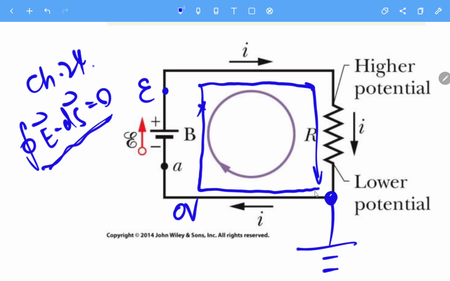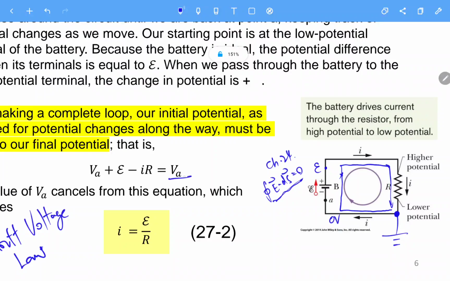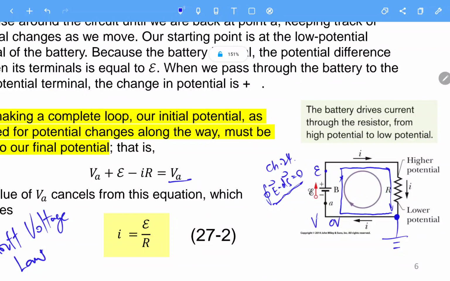Okay, so which means that for the textbook it writes it as VA, or maybe VA. You can just consider it's VA adding E, because this is negative, this is plus. So we add E, and then here we have a voltage drop IR. So we minus IR, going back to the original point VA.